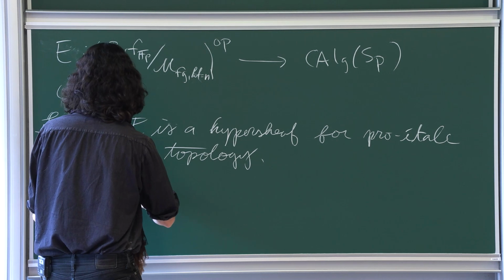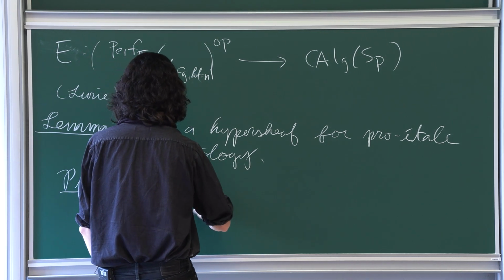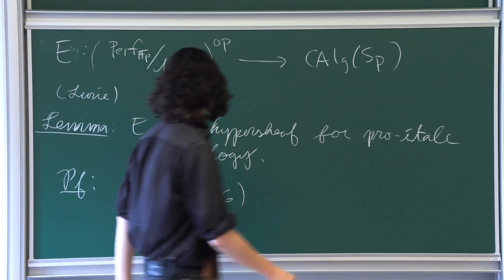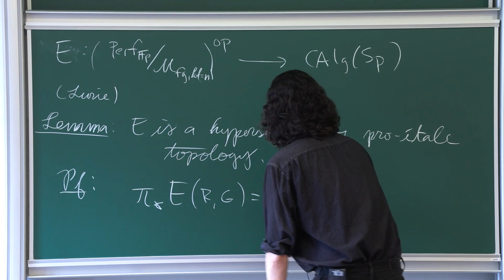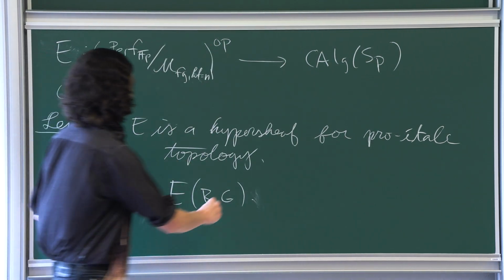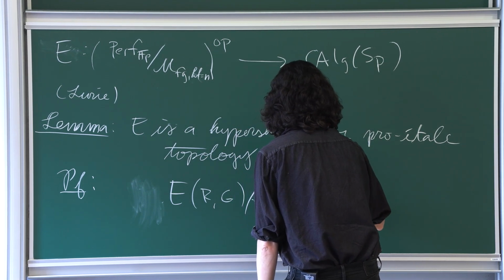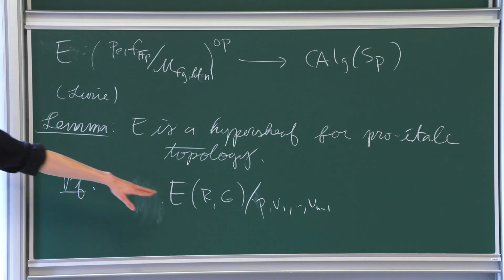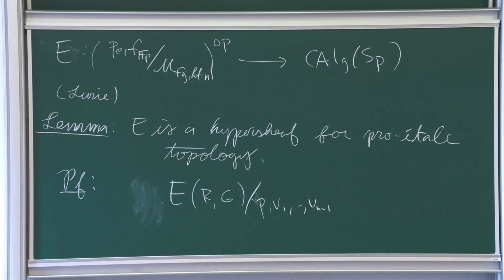Well, the reason is that if you look at the homotopy groups of E, let's say of (R, G), with R a perfect algebra and G a formal group. E is first of all complete, so it's the inverse limit of modding out by powers of p through V_{n-1}. So to check the sheaf property, we can check it after modding out by p through V_{n-1}.